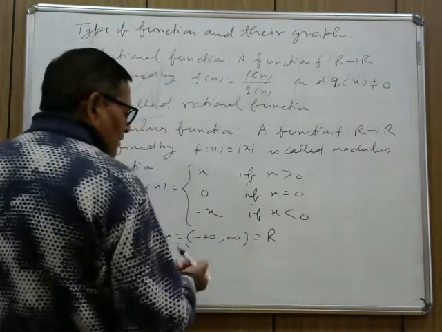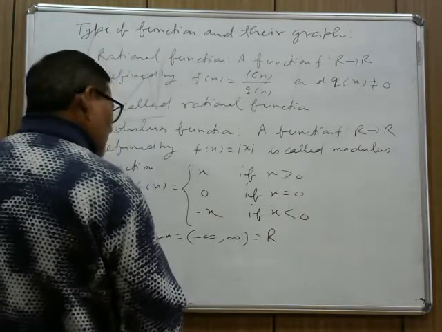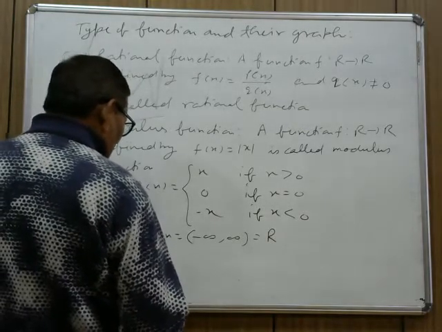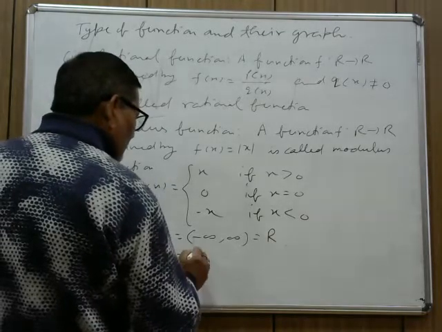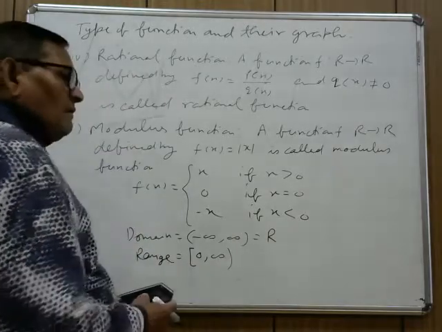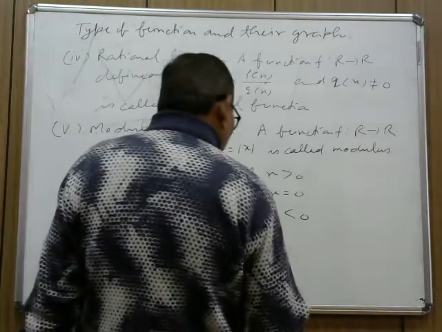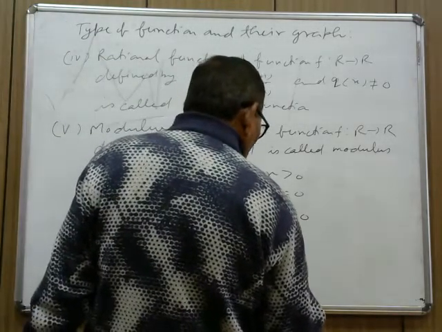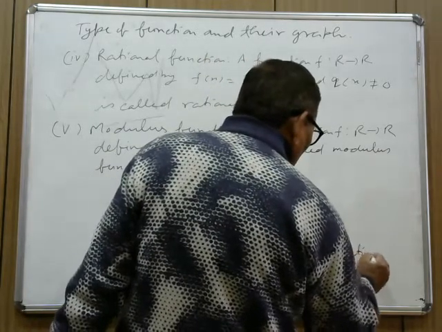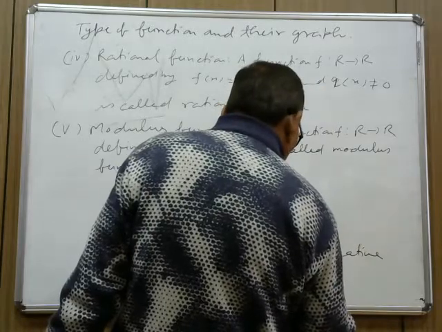The set of real numbers in interval form you can write in this way, and your range is the set of non-negative real numbers. Range is equal to 0 to infinity. This is also known as the set of non-negative real numbers.